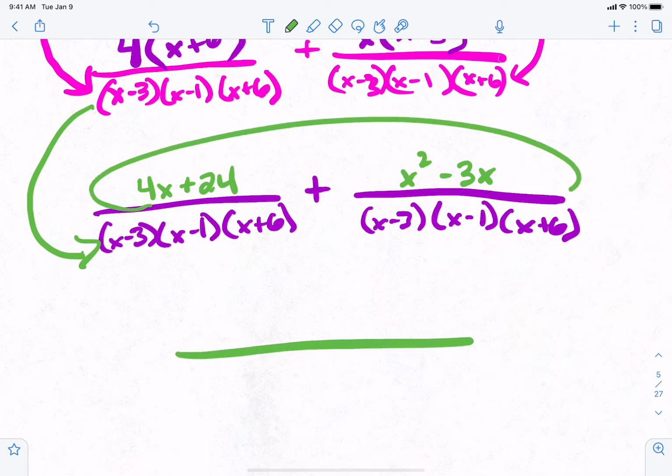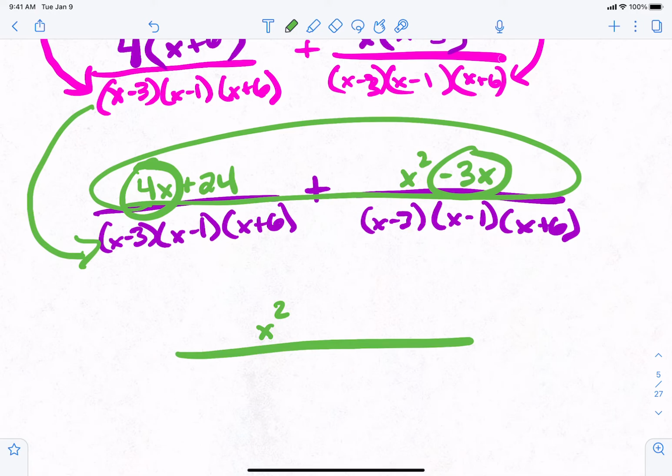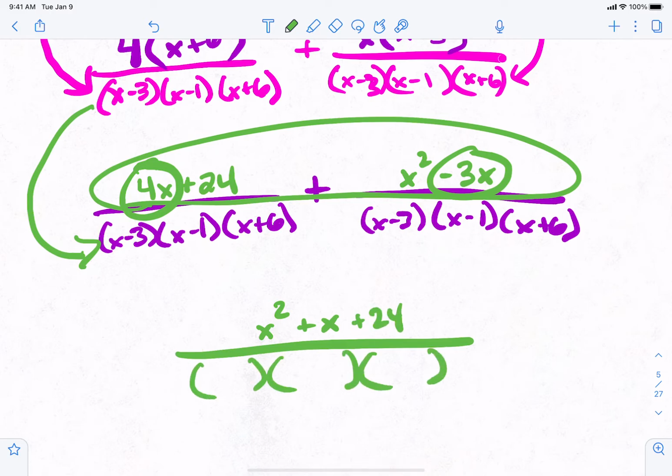This top part, in the last step, we just need to combine all of those and put them in order. So those 4 pieces that are on the top, which one comes first? X squared. And then 4x and minus 3x. 4 minus 3 is 1, so plus 1x, and then plus 24. And then the stuff on the bottom is those 3 pieces: x minus 3, x minus 1, x plus 6.